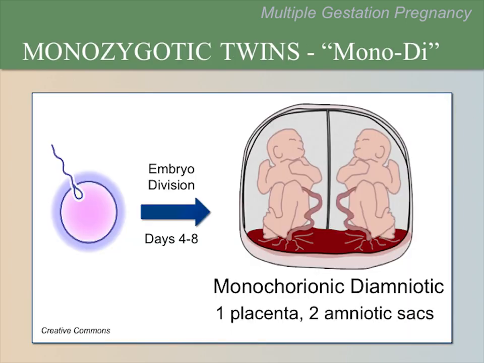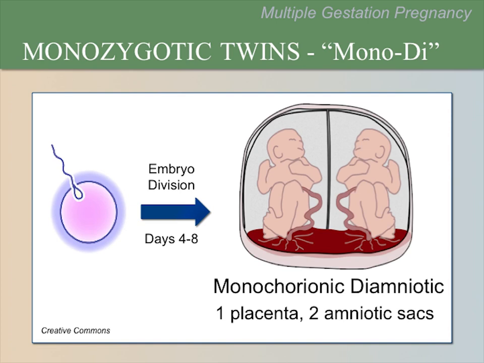What happens when monozygotic twins divide later than 3 days after fertilization? If embryo division occurs between days 4 through 8, the embryo will split into 2 identical fetuses, but this time only a single placenta will form with 2 amniotic sacs. This is called a monochorionic, diamniotic twin pregnancy. Monochorionic means that there's only 1 placenta for both twins, and diamniotic means that there are 2 amniotic sacs.